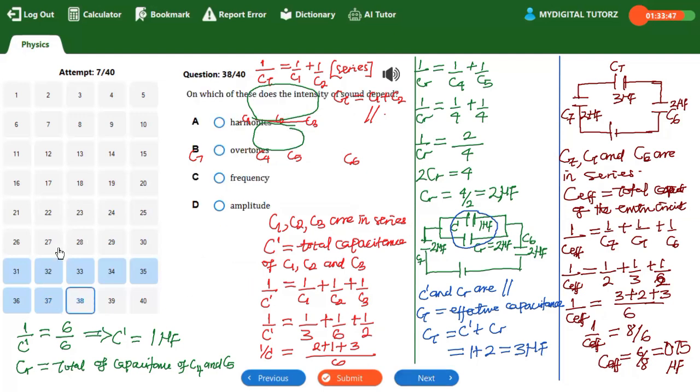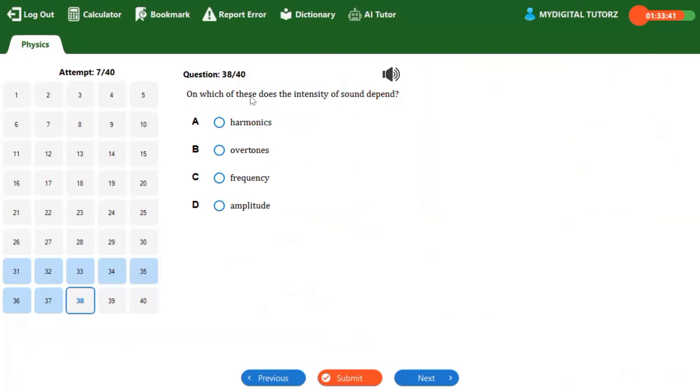The next question is question 38. Question 38 says, on which of these does the intensity of sound depend? The intensity of sound depends on amplitude, just like the pitch depends on frequency, and timbre depends on the harmonics, right? The overtone rather. So the intensity of sound depends on the amplitude.